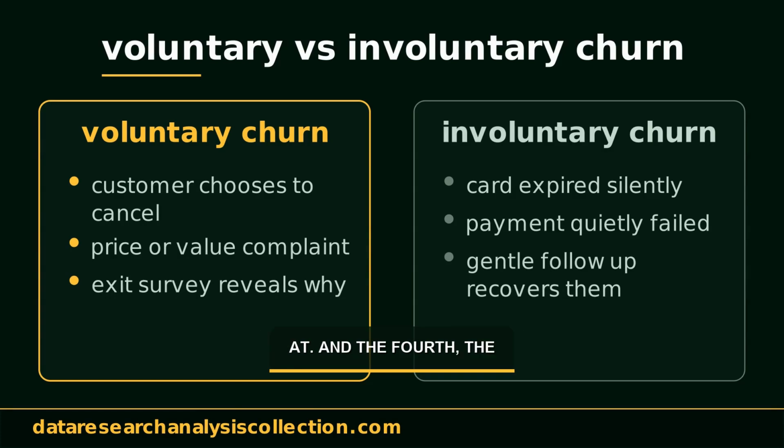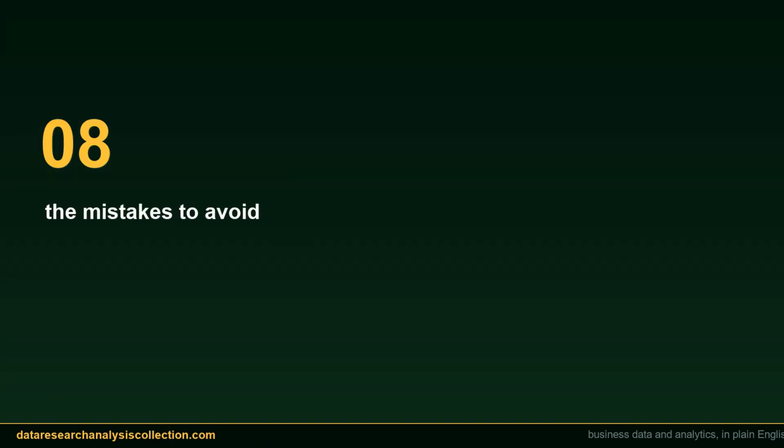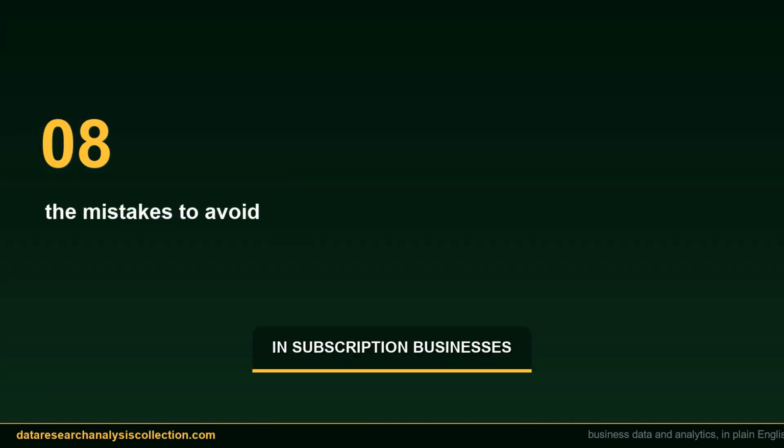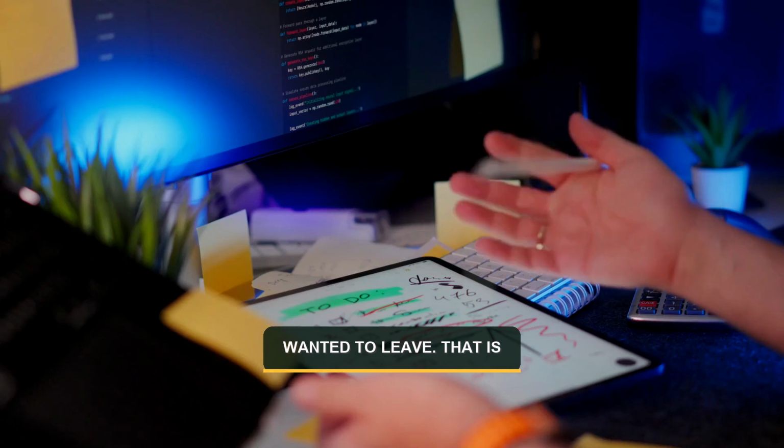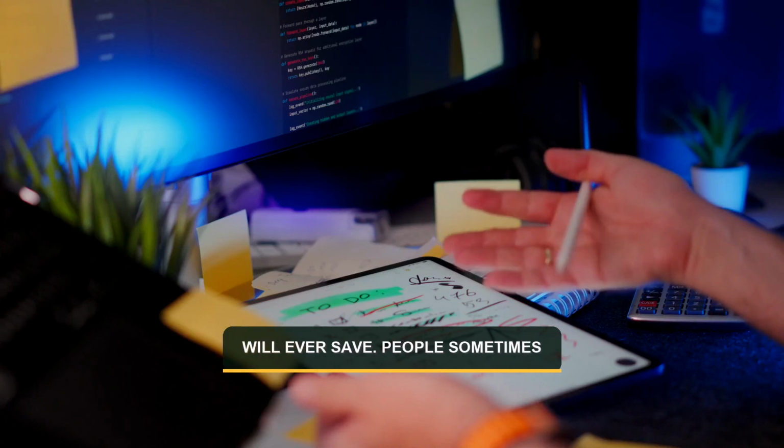And the fourth, the quiet one, is failed payments. A real share of churn in subscription businesses is not a decision at all. It is a card that expired and a payment that silently failed. Chasing those down gently recovers customers who never actually wanted to leave. That is often the cheapest churn you will ever save.